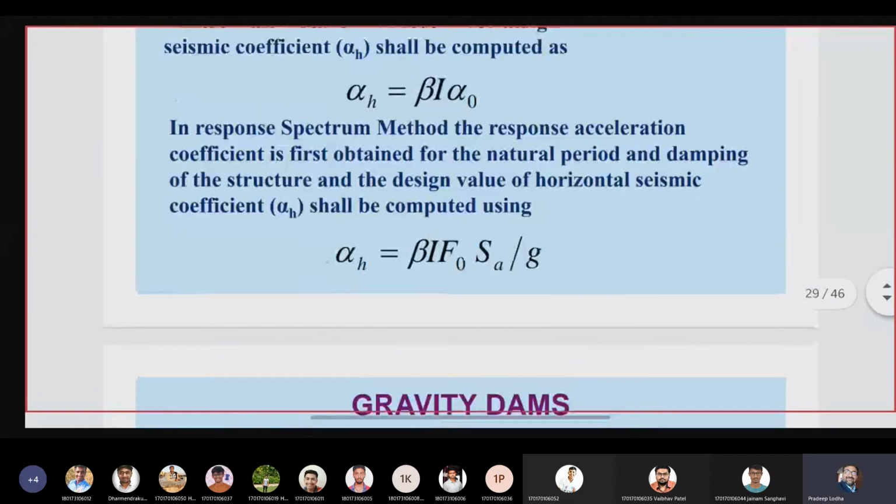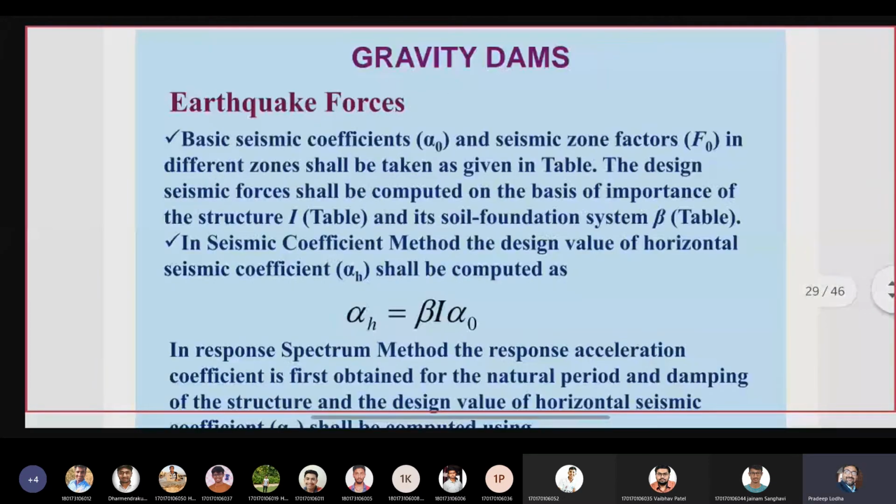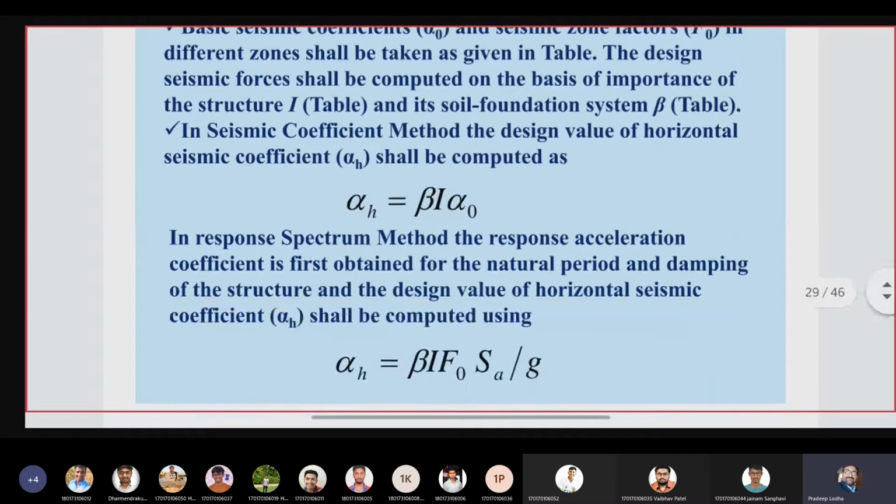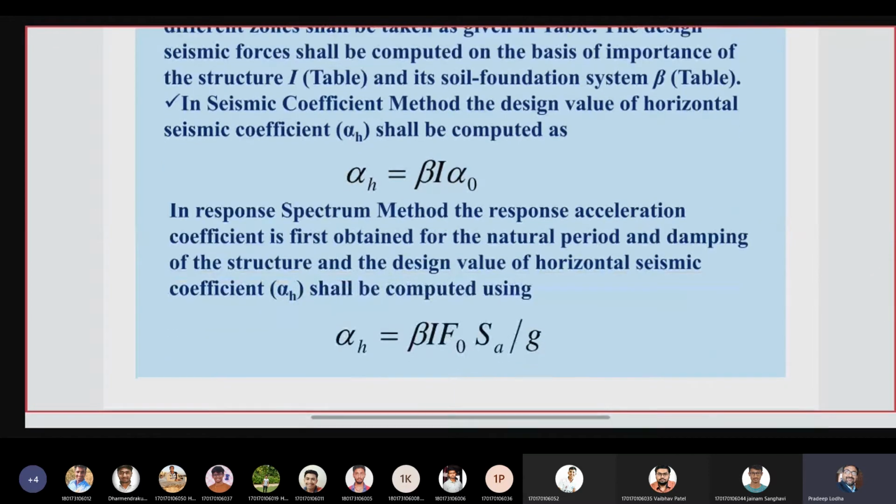So what is this? F0 is the seismic zone factor. F0 in different zones shall be taken as given in the table from the IS code. The design seismic forces depend on the importance of the structure I and the soil foundation system beta. So let's go to I and beta so that we can understand this. Alpha h is equal to beta I alpha 0, and F0 is taken in the second, F0 Sa by g. This formula is important, very simple.